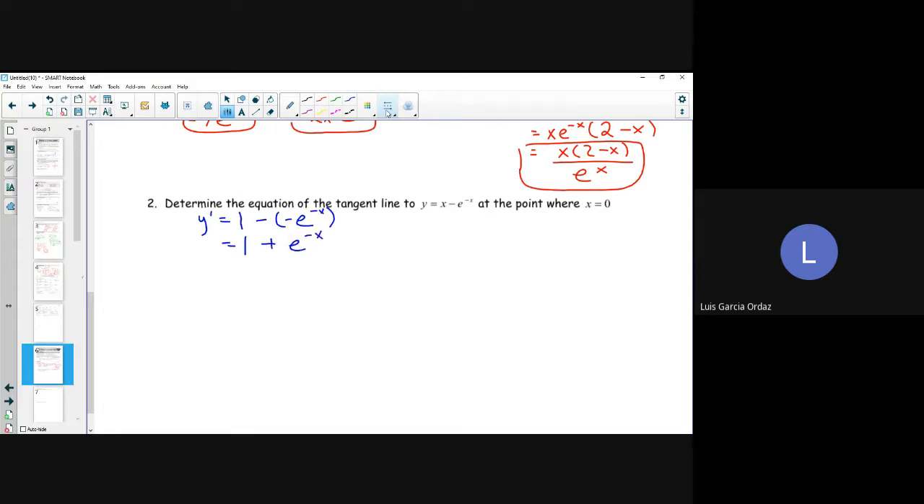The reason it's like this is because the derivative of e to the negative x is equal to e to the negative x times negative 1, which gives me negative e to the negative x. And because we have the subtraction on the outside, and negative times a negative gives me a positive.